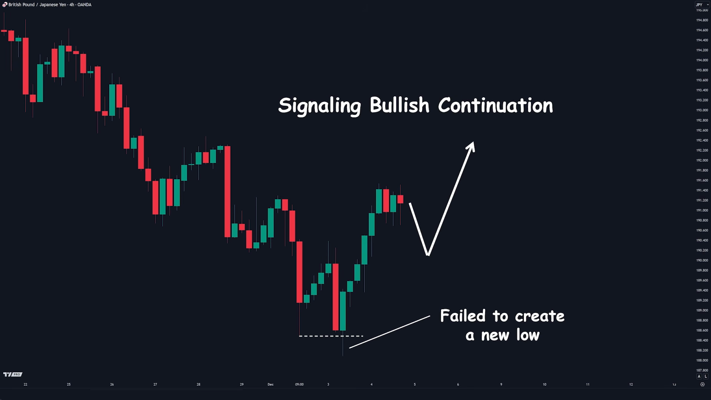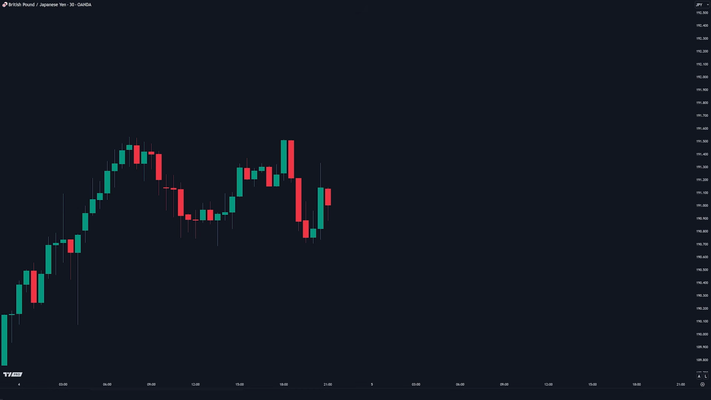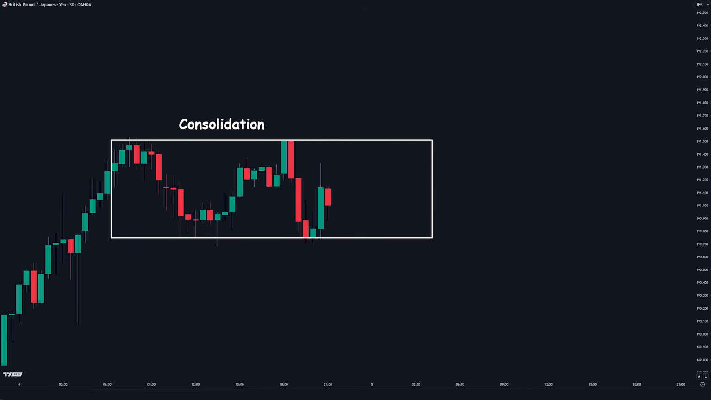Let's zoom into the 30-minute chart for a closer look. On the lower time frame, we can see that the price is forming a consolidation range, with 2 rejections from the top and 2 rejections from the bottom. Buy-side and sell-side liquidity are resting above and below this range. Once again, we're looking for a stop-loss hunt and a failed breakout to confirm the manipulation phase.